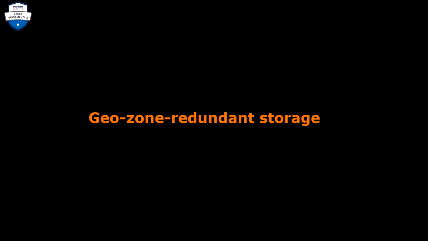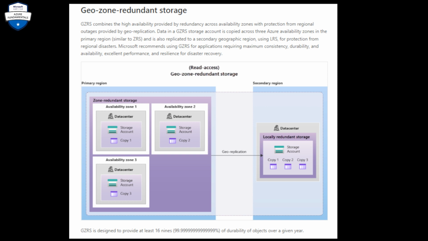Geo-zone-redundant storage. GZRS combines the high availability provided by redundancy across availability zones with protection from regional outages provided by georeplication. Data in a GZRS storage account is copied across 3 Azure availability zones in the primary region, similar to ZRS, and is also replicated to a secondary geographic region, using LRS for protection from regional disasters.